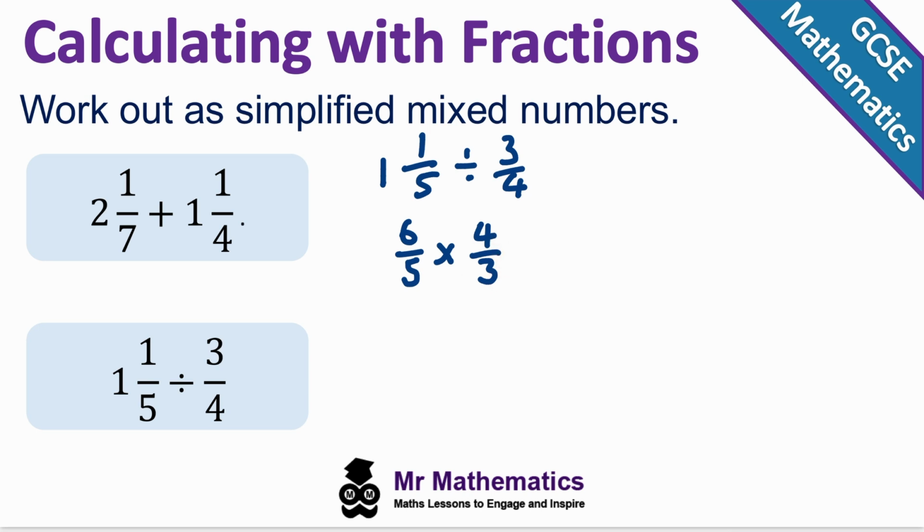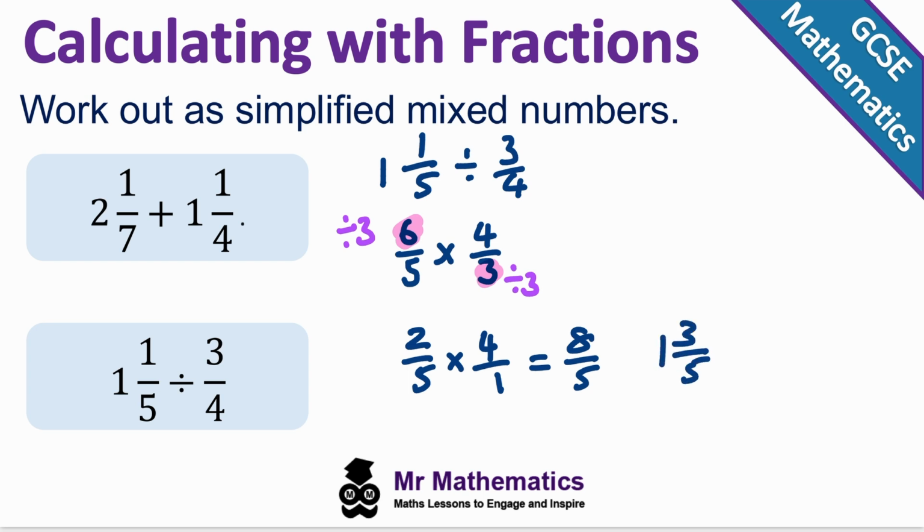Now we can cross-simplify here. The 6 and the 3 have a common factor of 3. The 4 and the 5 have no common factor other than 1. So we can simplify this product. 6 divided by 3 will give us 2/5 times the 4 over 3 divided by 3, which is 1. Then we'll have the 2 times 4, which is 8, and 5 times 1, which is 5. As a mixed number, we know 8 is 5/5 with 3/5 left. So 1 3/5. Okay? How did you get on?